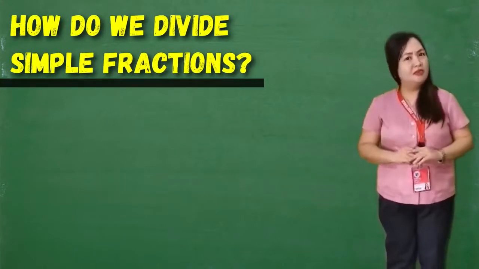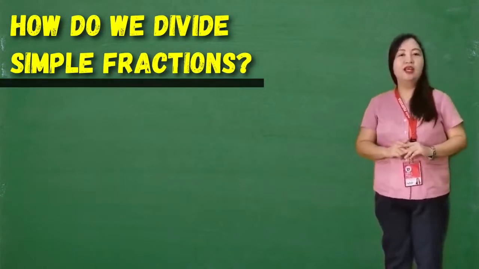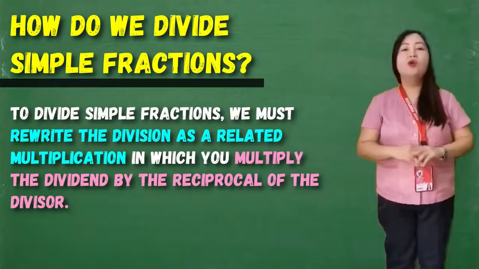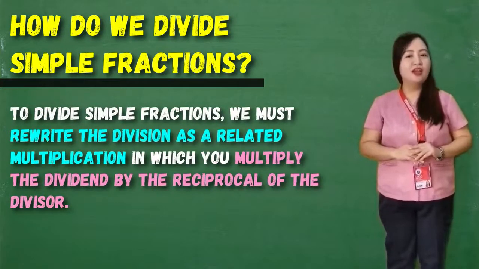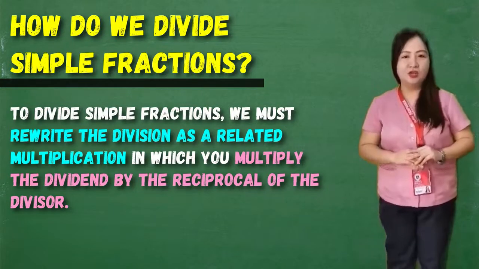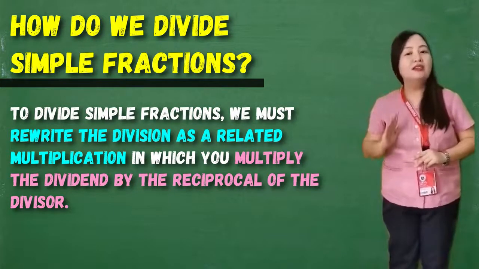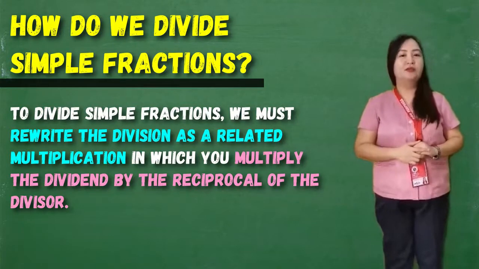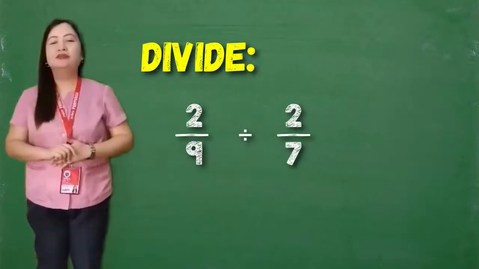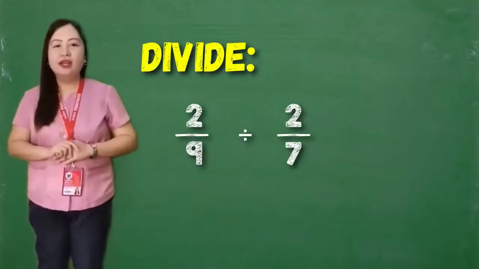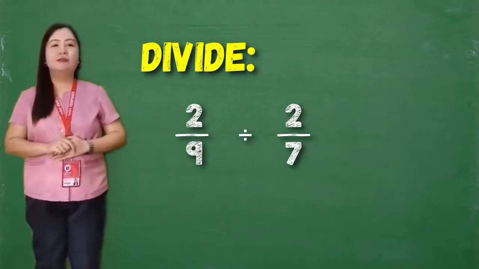How do we divide simple fractions? To divide simple fractions, we must rewrite the division as a related multiplication in which you will multiply the dividend by the reciprocal of the divisor. Let's have this example. Divide 2/9 and 2/7.